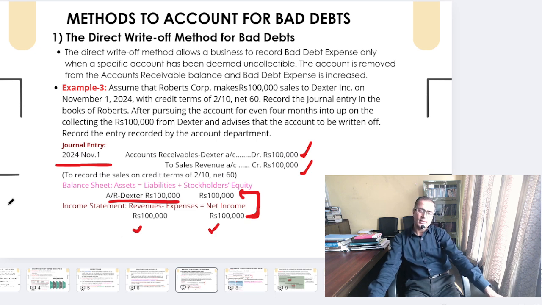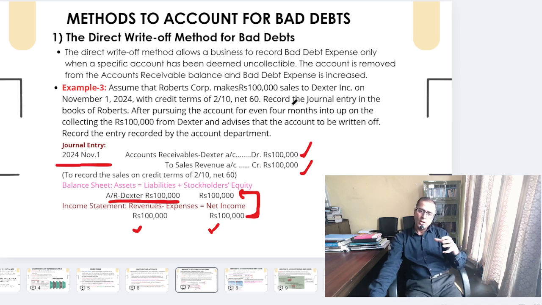Now look at this simple example. In this case, that's a sale of 1 lakh, right? Robert Corporation makes the 1 lakh sales to Dexter Incorporation, and on November 1st, 2024, we have a credit sale of 2/10 net 60. That means the seller would provide you 2% cash discount if the buyer, the debtor, would pay within 10 days, and the total credit period is 60 days.